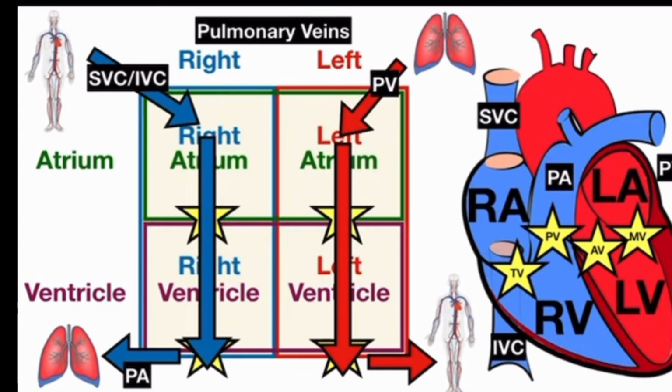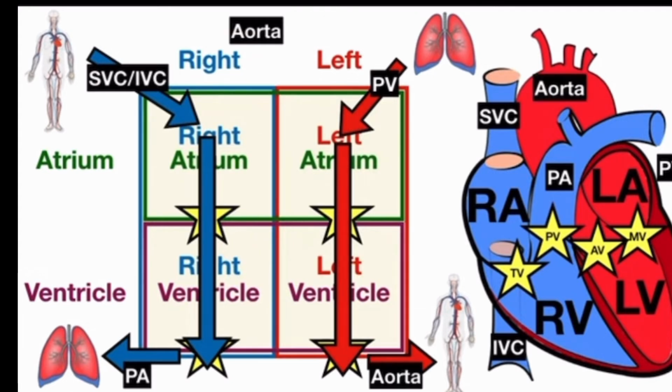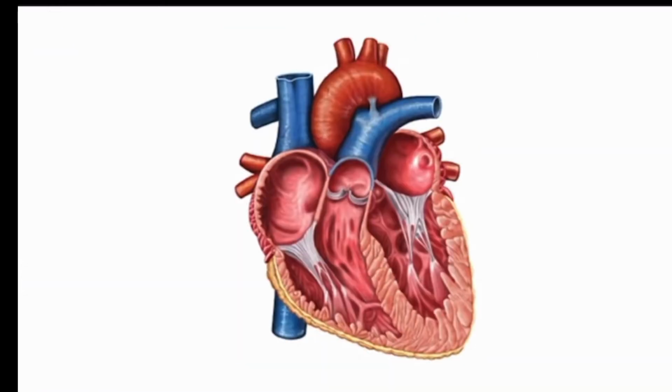The final blood vessel is the aorta, and it's responsible for delivering oxygenated blood from the left side of the heart to the rest of the body. So now that we have gone over the main anatomical structures of the heart, let's go back to that first diagram, and you're going to find you'll be able to label the main parts.